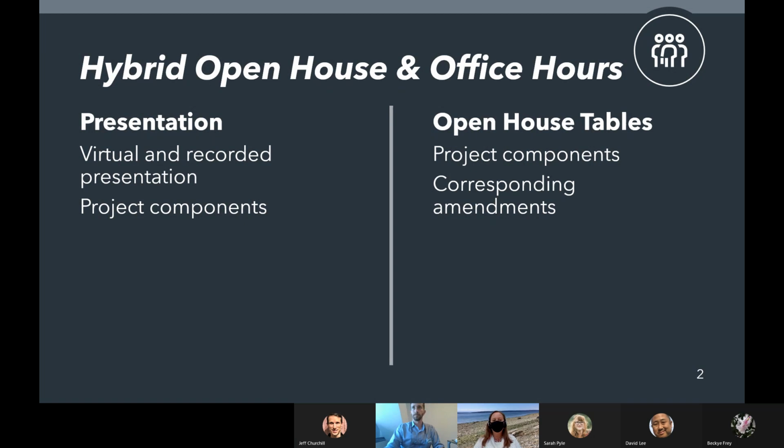Today's presentation will involve both a virtual and a recorded opportunity to hear from staff. Also, we will have open times for questions and answers. We will talk about the project components and the amendments that are associated with them. Regarding the open house, there are several staff representing both the Redmond Zoning Code, but also Redmond 2050, which is the periodic amendment to an update to the city's comprehensive plan.